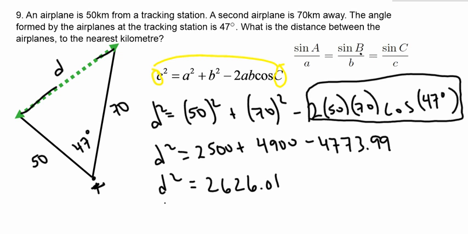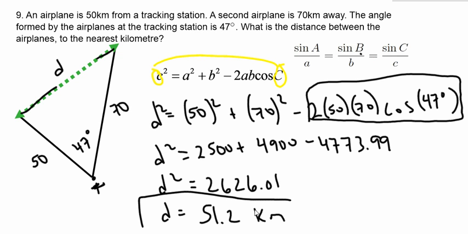Then doing the addition and subtraction, 2,500 plus 4,900 minus 4773.99, I get 2626.01. And then taking the square root of that value, oh, I think I took the cubed root. Calculators. The square root of 2626.01 gives me 51.2. So the distance between the two planes is 51.2 kilometers.